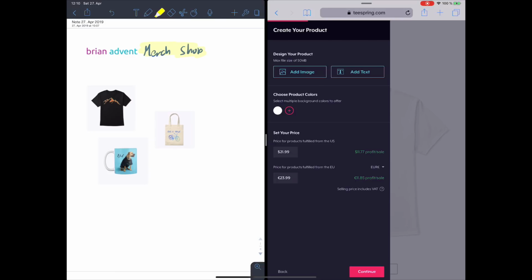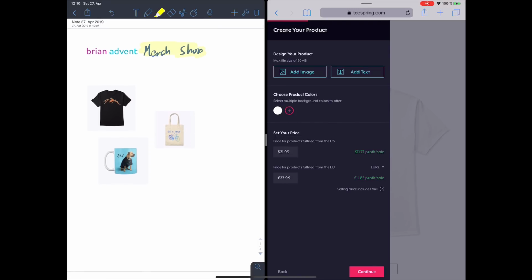And indeed, if I'd like to sell them in the US for $21.99, in the EU for $23.99, my profit would be $11.85 and $11.77. That is actually a great rate here. So everyone earns something. And I think $21 for a t-shirt isn't too expensive compared to what other t-shirts cost.